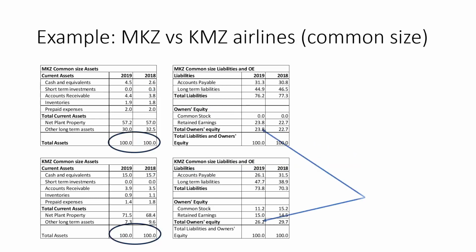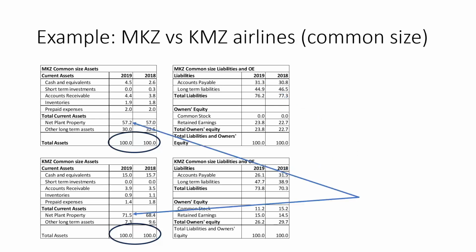Moving on. How about owner's equity? Owner's equity for the larger MKZ is less than the owner's equity in terms of percentage of total assets for KMZ. So KMZ seems to be well capitalized. Moving on. Accounts payable. So short-term liabilities for MKZ are much higher than short-term liabilities for KMZ, as a percentage of total assets, obviously.